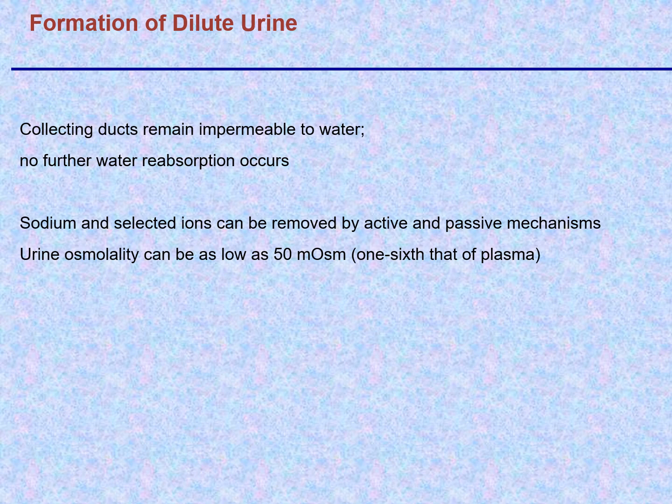And in that case, that 100 milliosmol fluid that's formed can even have somewhat less than 100. It can be even as low as 50. I've seen 50. I've seen 80 in student samples occasionally. But it's around 80 or 100 as it goes through the distal convoluted tubule and then down the collecting ducts, which are impermeable to water as long as ADH isn't produced. You can't get a reabsorption of any water.